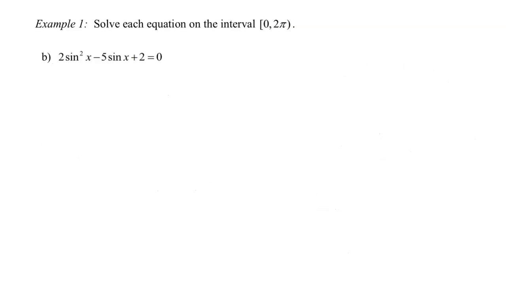Okay, here on example B, we notice that there are 3 terms, and this is in a quadratic form. And so I'm going to factor this as if it were a quadratic. For example, 2x squared minus 5x plus 2 is equal to 0. But instead of x, obviously x has been replaced by sine of x.